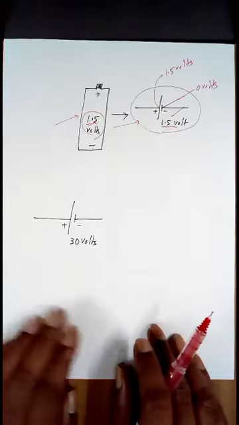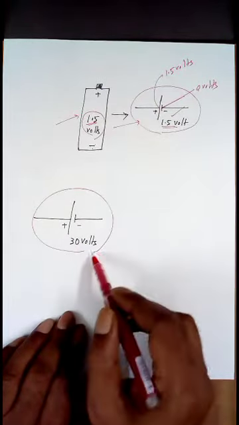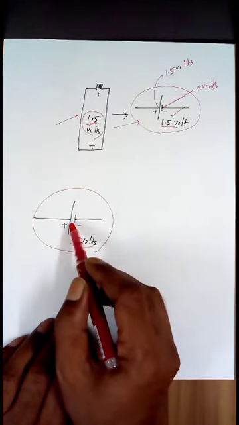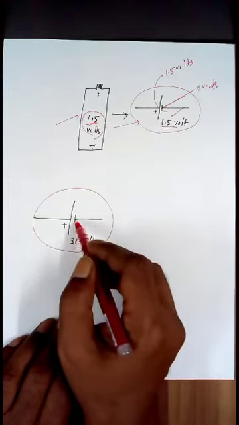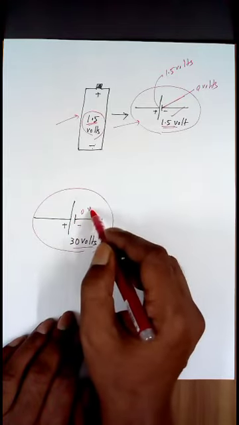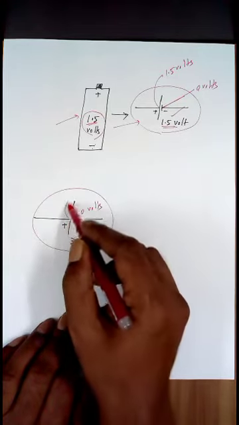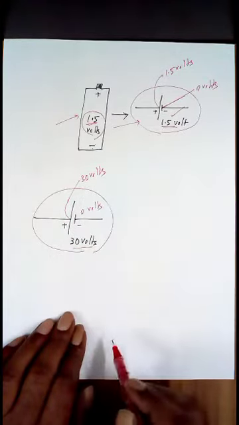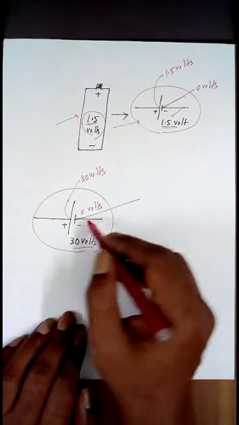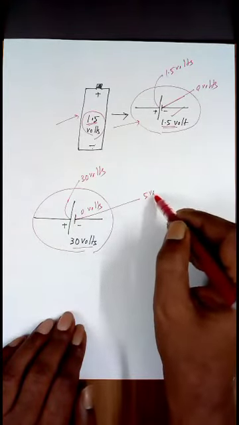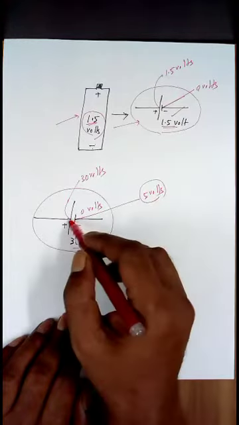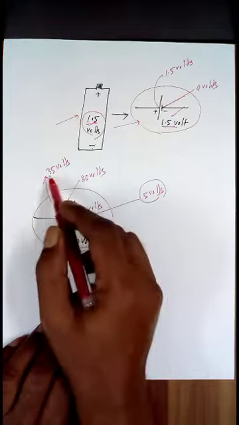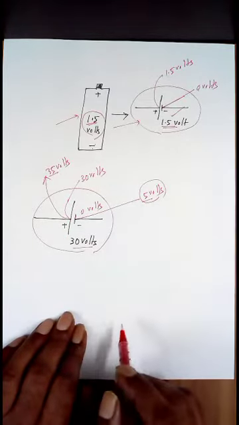Suppose in some example, it is shown like this, a 30 volts battery, means the potential difference between this point and this point is 30 volt. Means if this side is at 0 volt, then this side is at 30 volts. Or you can say, if this side is at 5 volt, then this side is at 35 volts. So this minus this is equal to 30 volt.